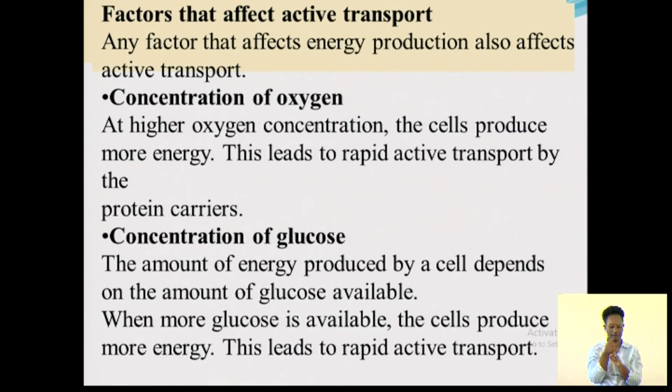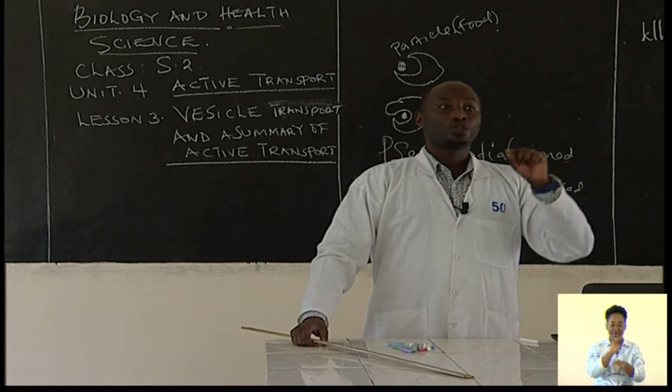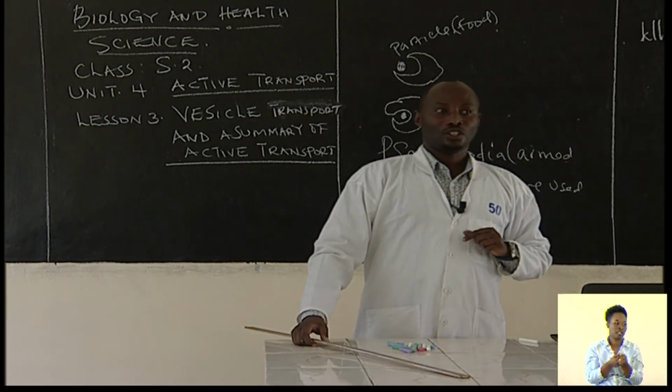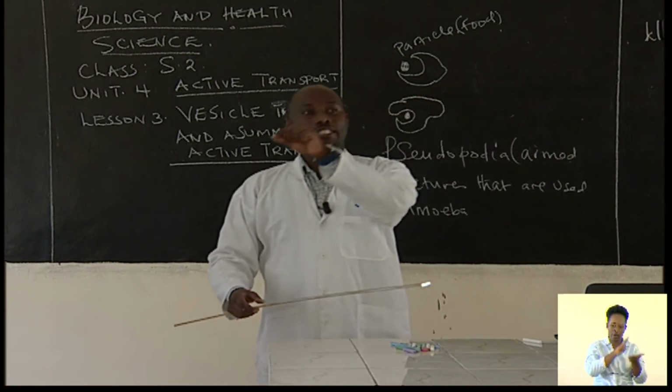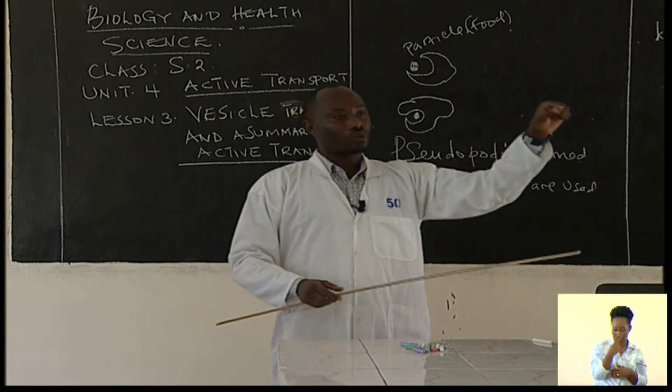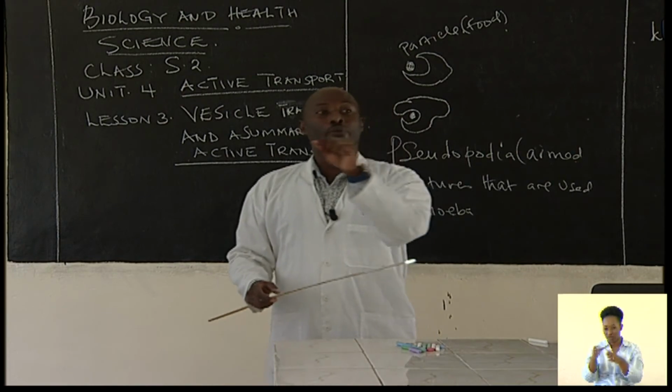Number 2, glucose. Students, I think you know the importance of glucose. When you break down glucose, more energy is going to be produced, and we normally say that energy is going to be in the form of ATP. So more concentration of glucose can produce more energy. Less concentration of glucose, less energy is going to be produced.